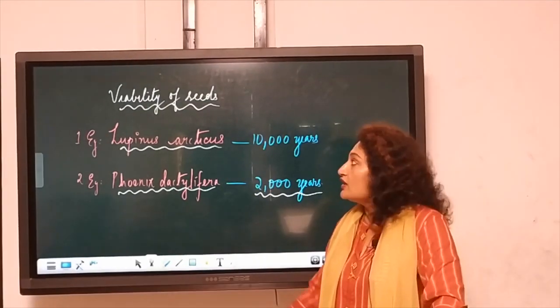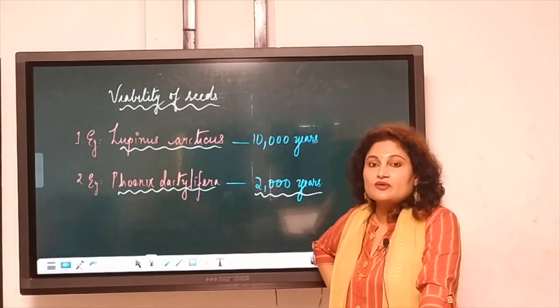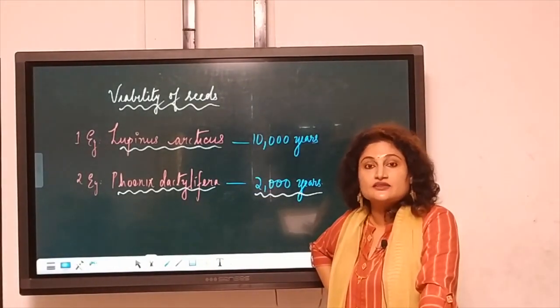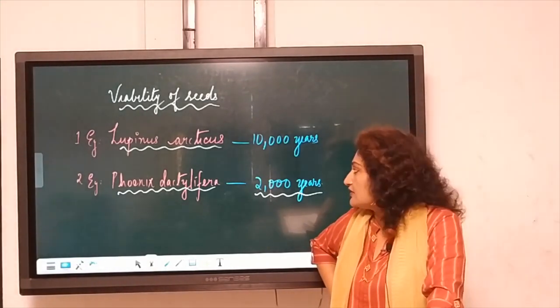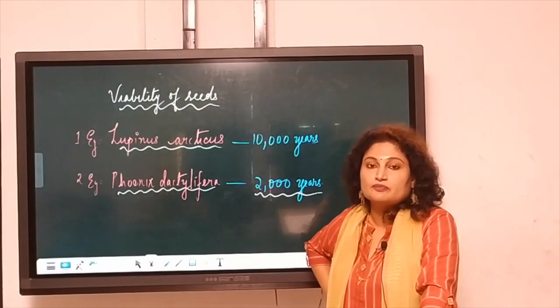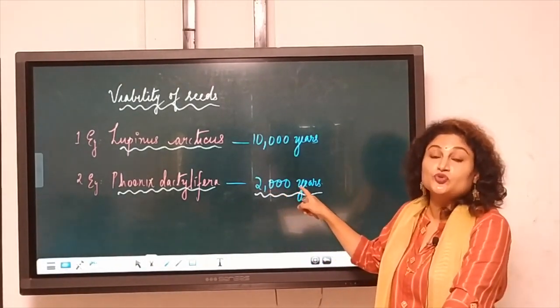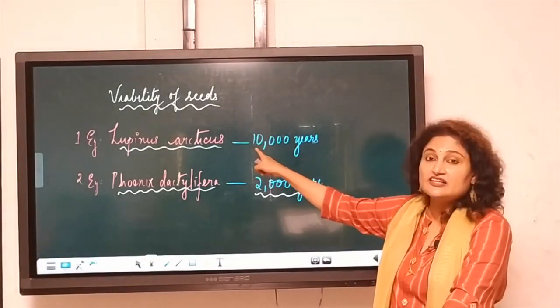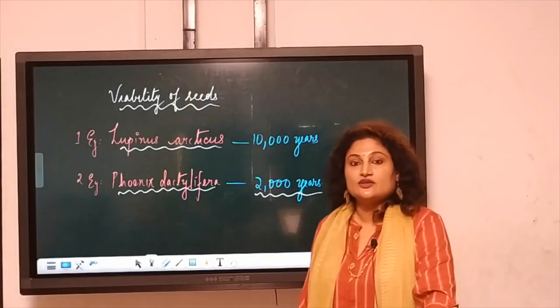So we have two cases of long-lasting viability. One is Lupinus arcticus from, as the name suggests, the Arctic tundras, and the other one is Phoenix dactylifera, which was excavated from the palace of King Herod. This one's viability lasted for 2,000 years, and this one had very long-lasting viability, lasting 10,000 years.